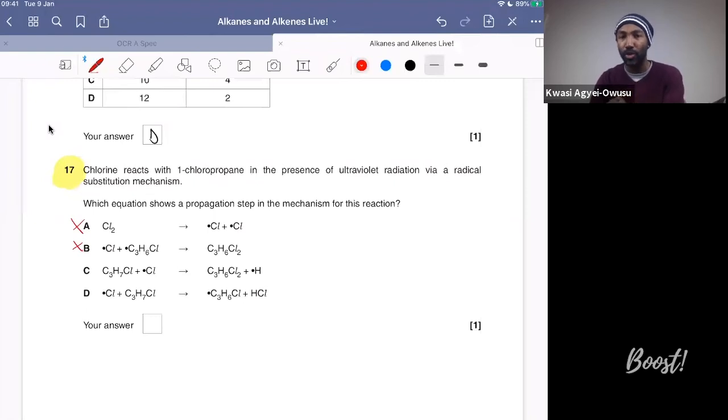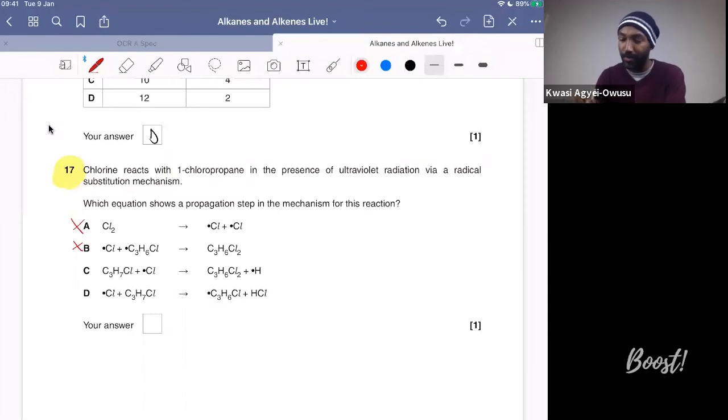We're starting off with 1-chloropropane, and so we would expect to have a 1-chloropropyl radical being formed, which can go on to react with a chlorine species, or you can have a chlorine radical reacting with 1-chloropropane. Okay, so having formed your chlorine radical, we've got 1-chloropropane. So propane would normally be C3H8, so 1-chloropropane would be C3H7Cl.